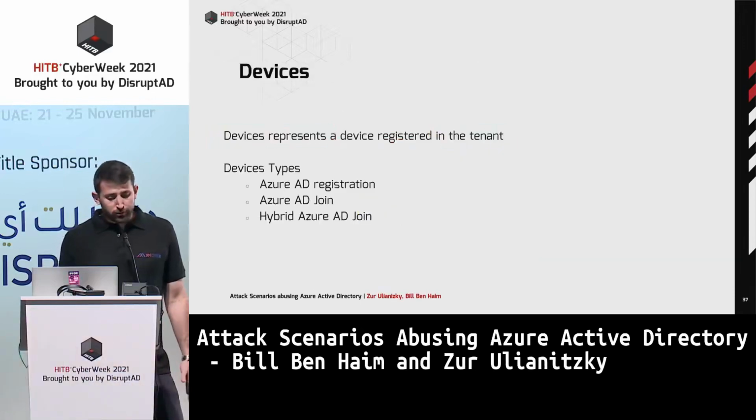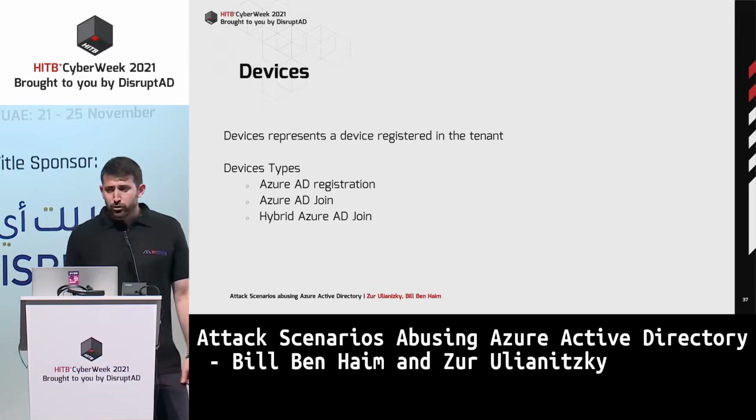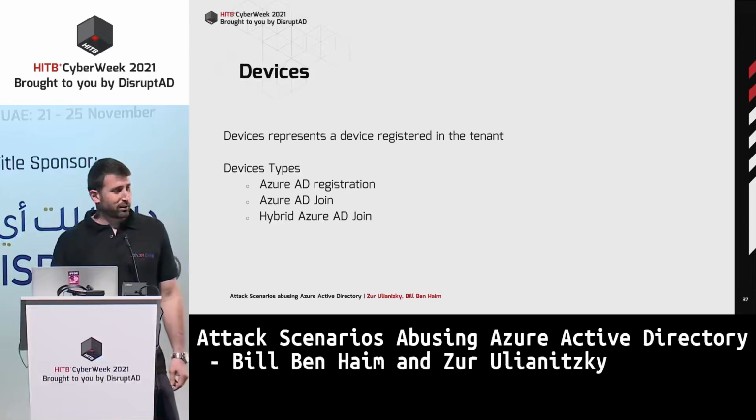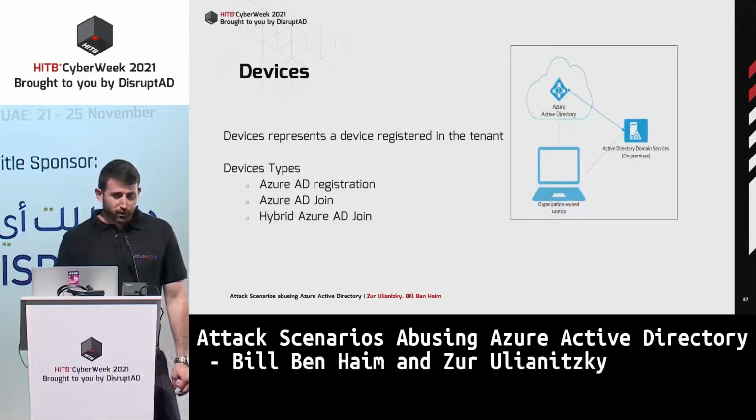The next object is devices. A device is actually a device that is being registered to the tenant itself. We have three different types of devices. We have an Azure AD registered device, which means a device of a self-employee or something like that. We have an Azure AD joined device, which represents a device that is joined to the Azure Active Directory tenant. And we have a hybrid Azure AD joined device, which represents a device that is joined both to the Azure Active Directory tenant and to an on-prem domain.